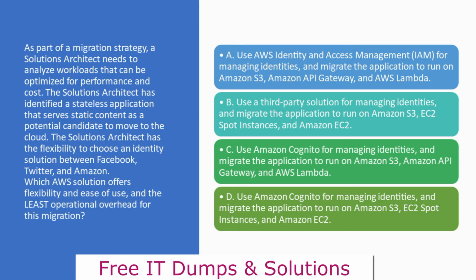The solutions architect has identified a stateless application that serves static content as a potential candidate to move to the cloud. The solutions architect has the flexibility to choose an identity solution between Facebook, Twitter, and Amazon. Which AWS solution offers flexibility and ease of use, and the least operational overhead for this migration?